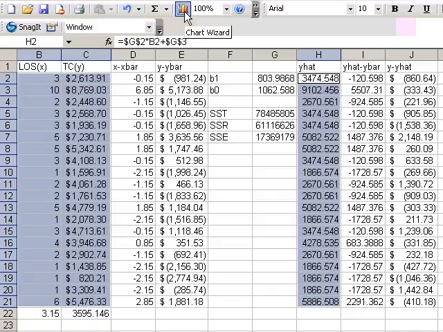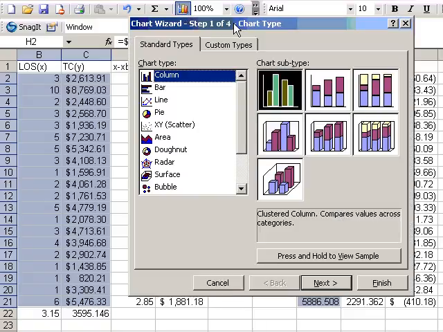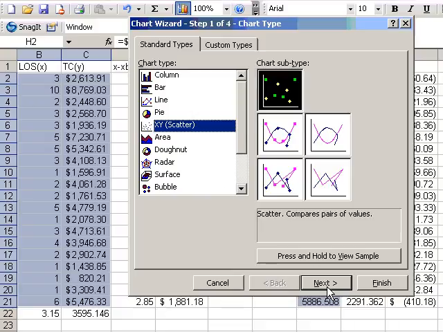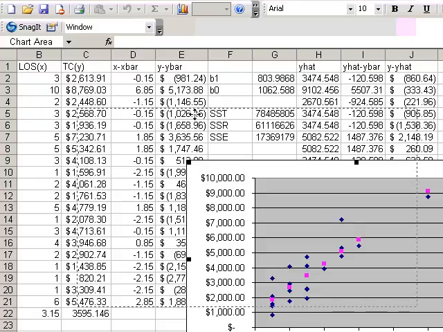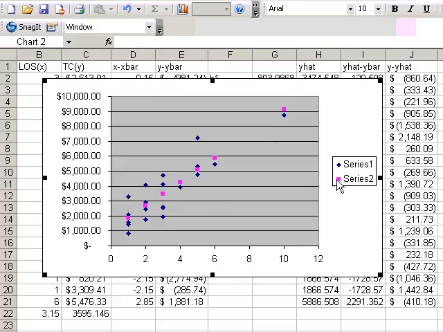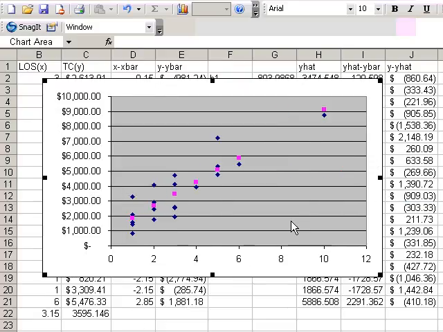Now I'll go to the graph function, select XY scatter, and I will finish. This is the graph I've created. The blue dots in the graph represent the actual values for total charges and length of stay.